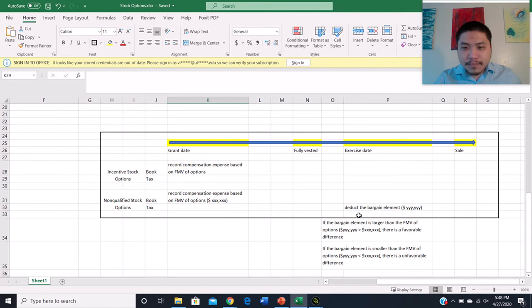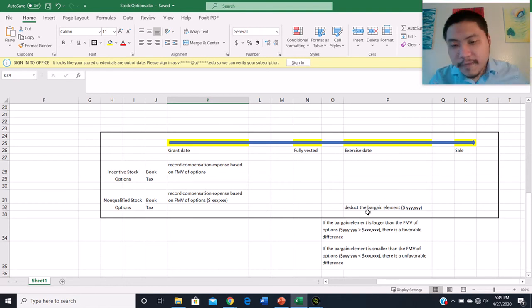If the bargain element is exactly the same as the fair market value of the options, then what we have here is a temporary difference. Because you record for book purposes the expense on the grant date. So on the grant date, this transaction is going to be an unfavorable temporary book tax difference. And then on the exercise date, if the bargain element is exactly the same as the fair market value of the option, then the difference is going to be reversed. So now it's going to be a favorable book tax difference.